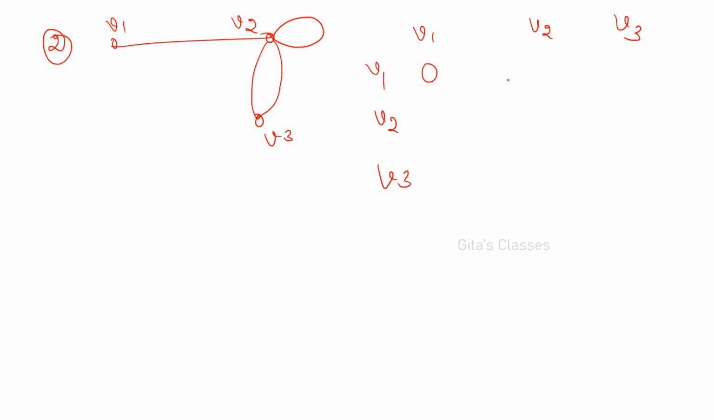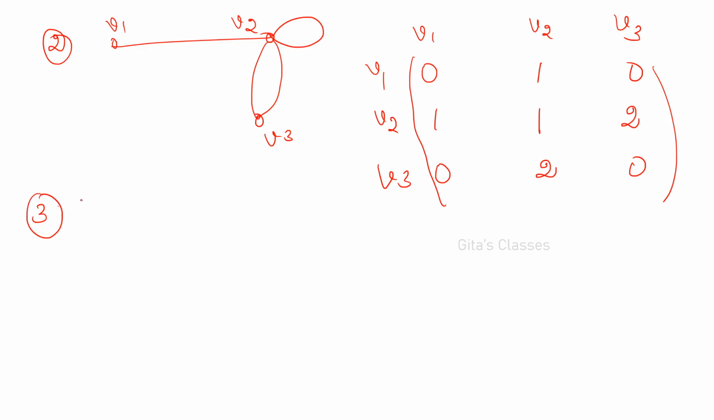V1 and V1, no loop, so 0. V1 and V2, yes, they are adjacent. V1 and V3, they are not adjacent, so 0. V2 and V1, yes, they are adjacent, so write 1. V2 and V2, yes, there is a loop, so you can write 1. Okay. And V2 and V3, we have 2 edges. So if there are multiple edges, then you can write 2. Okay. And V3 and V1, they are not adjacent, so 0. And V3 and V2, there are 2 edges. V3 and V3, there is no loop, so 0. Okay, this is the representation.